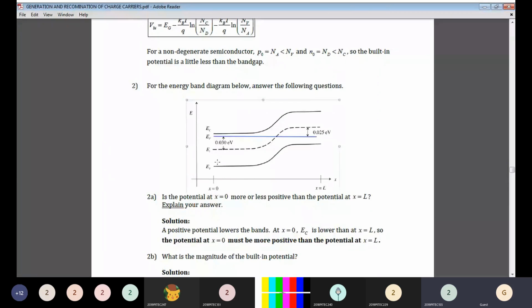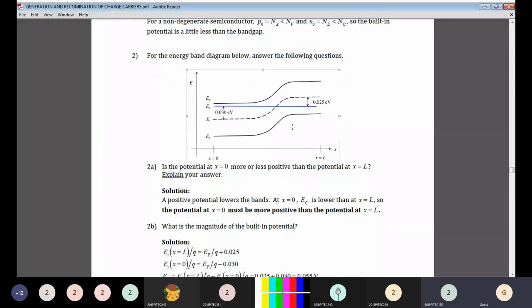This is the energy band gap diagram. So in this, the potential at x equal to 0 is more positive than the potential at x equal to L. So the potential at x equal to 0 is more than that of the potential at the point x equal to L. We have to compare and see.